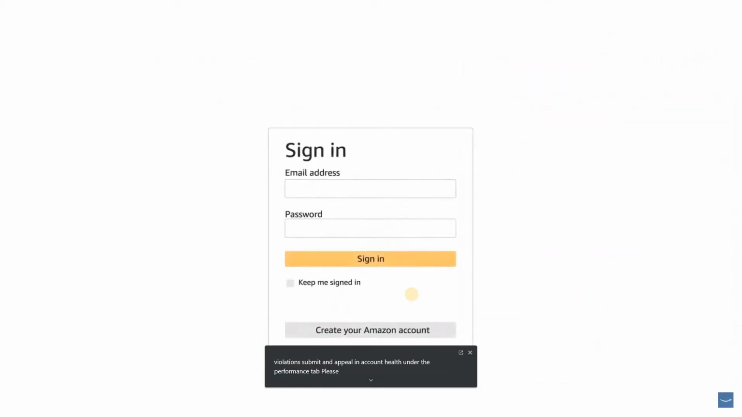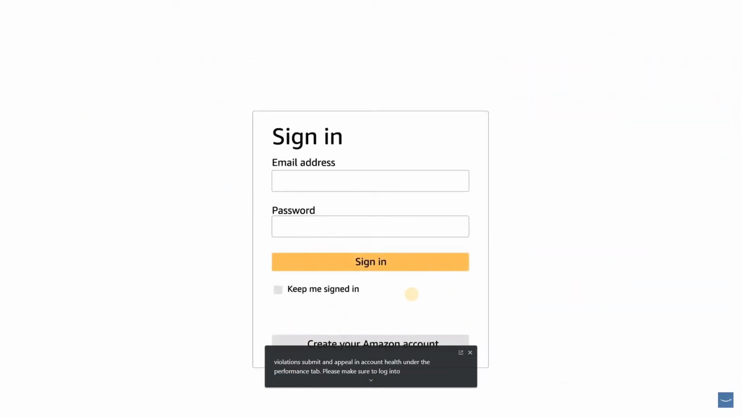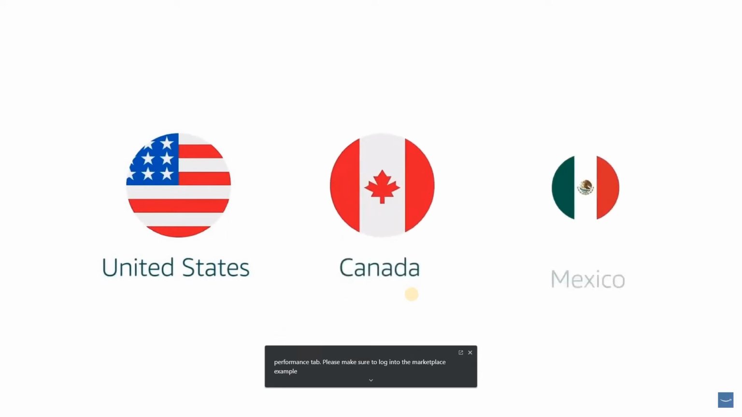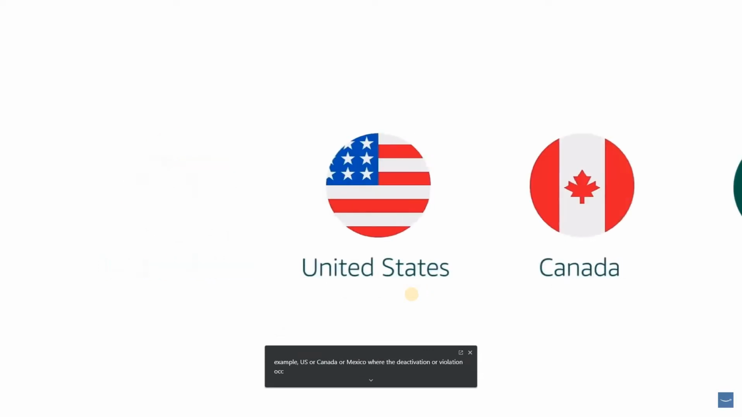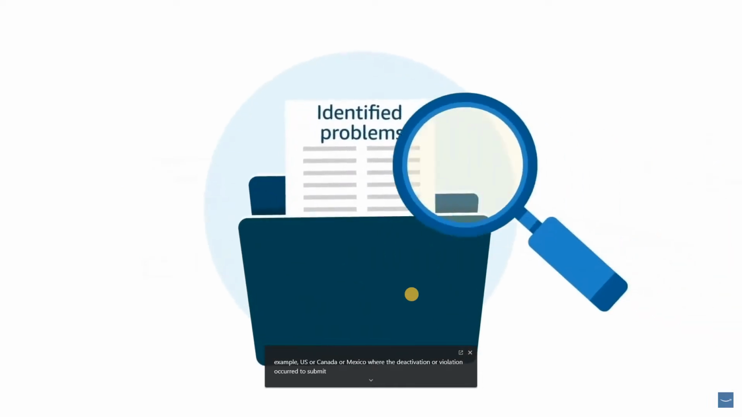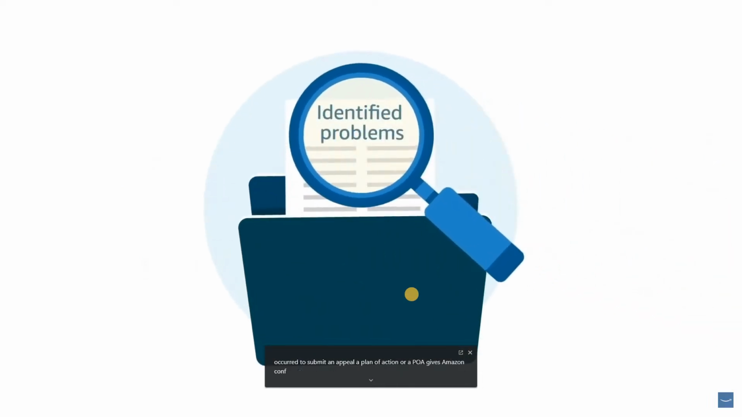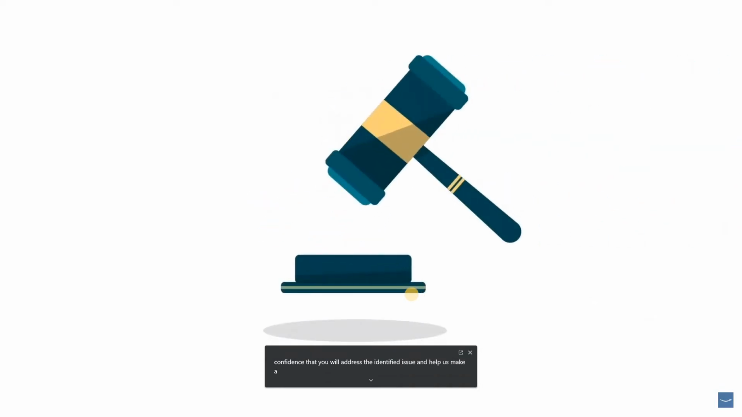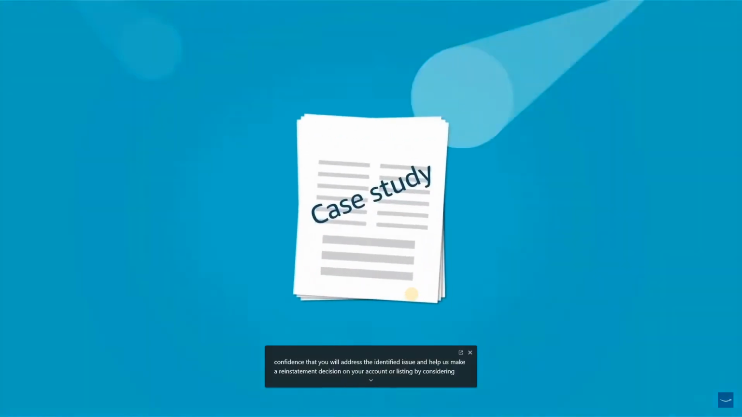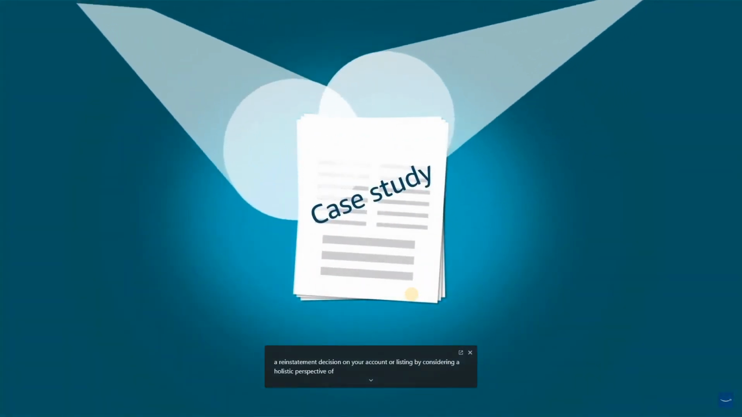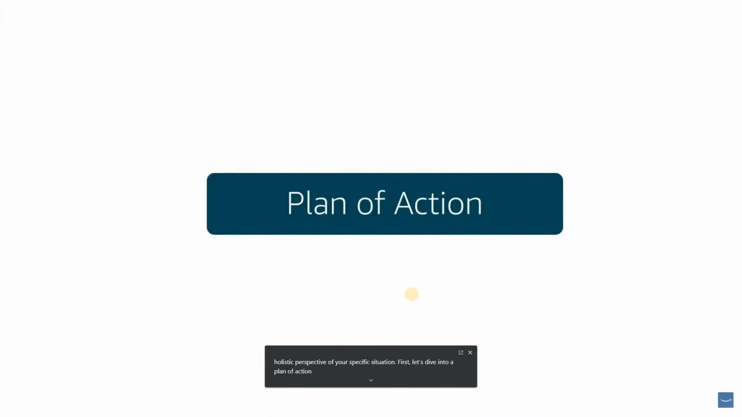Please make sure to log into the marketplace, for example US or Canada or Mexico, where the deactivation or violation occurred to submit an appeal. A plan of action, or a POA, gives Amazon confidence that you will address the identified issue and help us make a reinstatement decision on your account or listing by considering a holistic perspective of your specific situation.